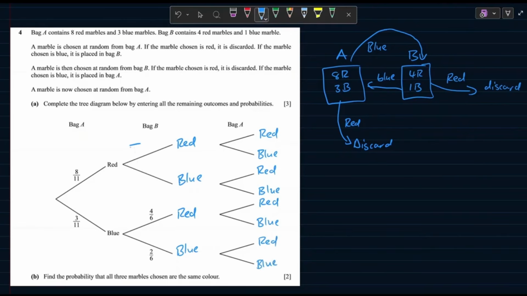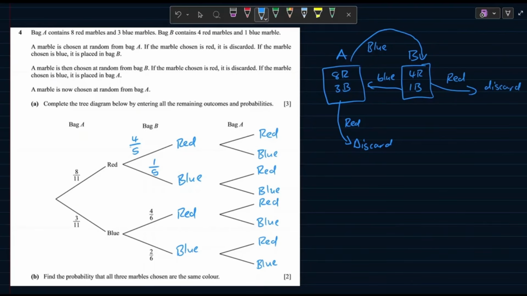We said if we pick a red marble from bag A, we discard it. So that means when we look at bag B now, we only have 4 red marbles and 1 blue marble. So I'm picking from 5. And if I want red, that's going to be 4 out of 5. And again, for blue, I'll be picking out of 5. And there's a 1 in 5 chance.